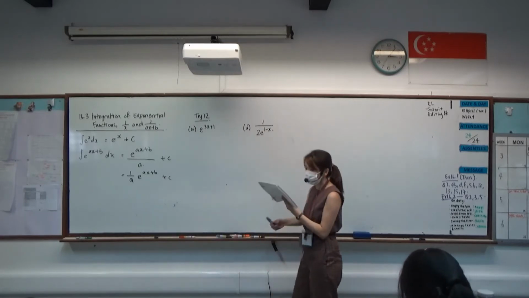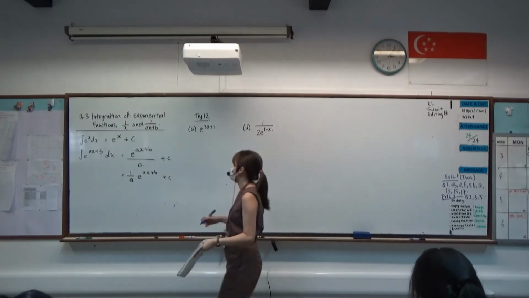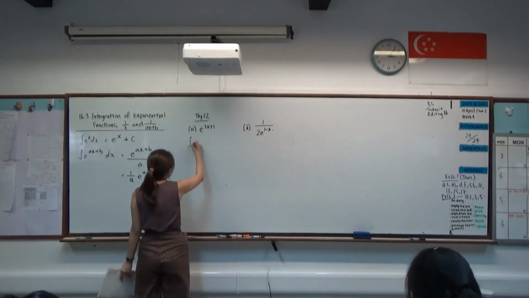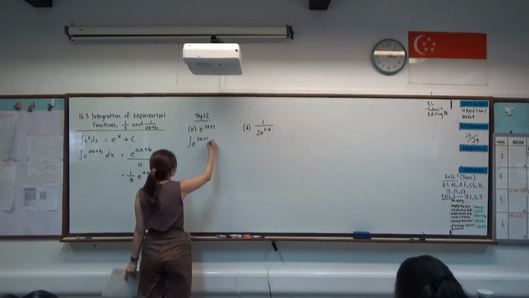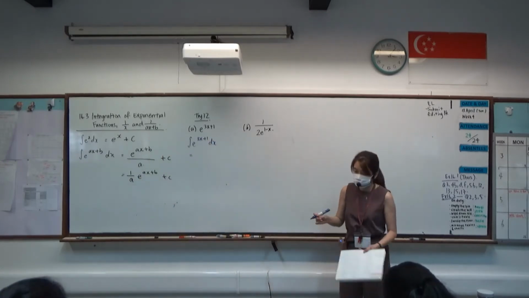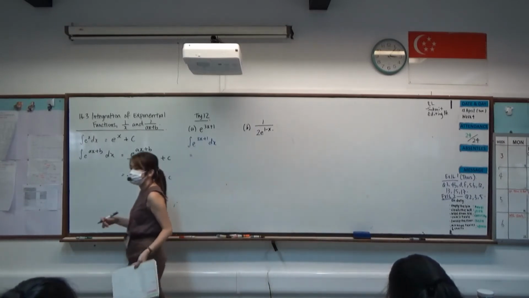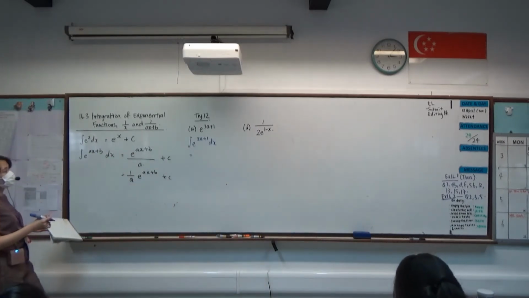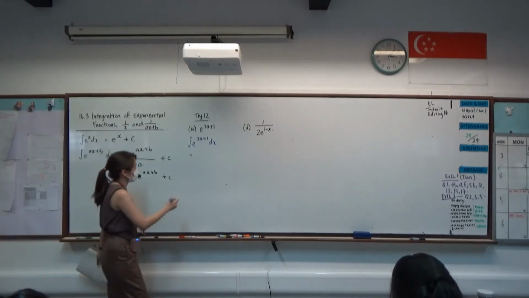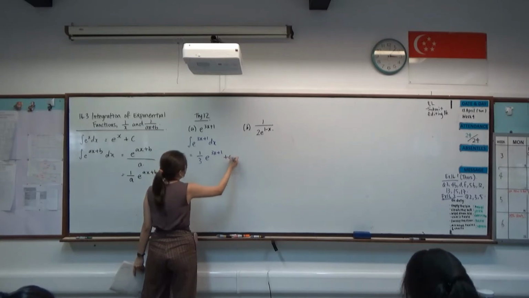So, looking at try 12, if we are looking at integrating e to the power of 3x plus 1, what would the answer be? Kenneth, what do you think? 1/3. Okay, great. 1/3 e to the power of 3x plus 1 plus c.